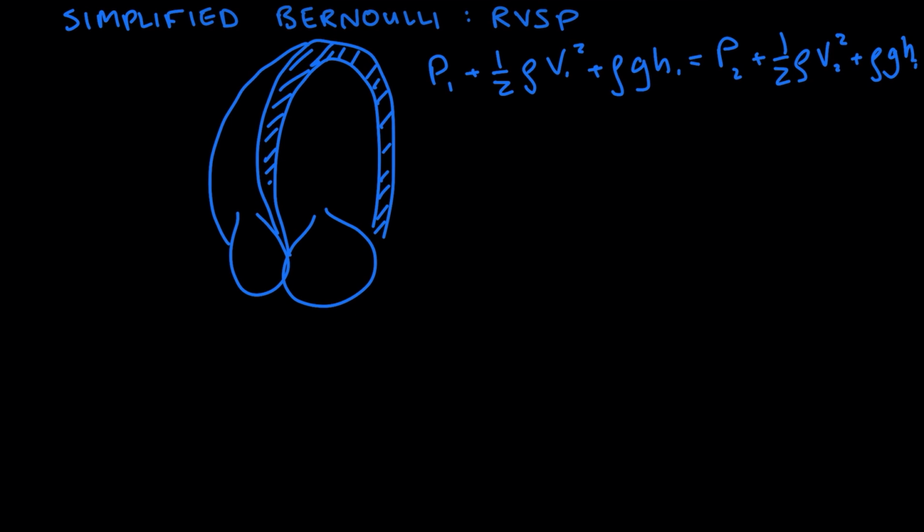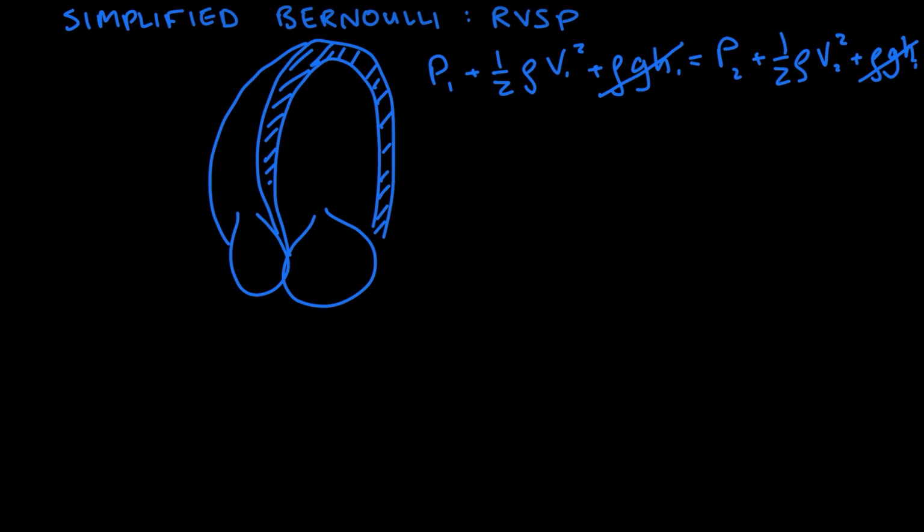Now, how can we simplify this equation? Well, if we're talking about height in meters and velocity in meters per second, then this density times gravity times height term is pretty meaningless. The whole heart is much less than a meter tall, and these will be fairly small, inconsequential, right? The blood is not going to a significantly different height as it goes from different chambers in the heart.